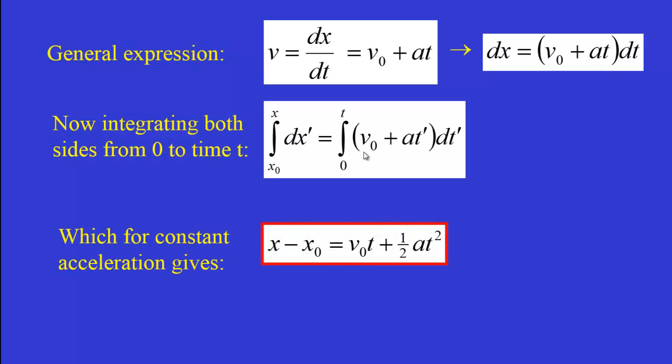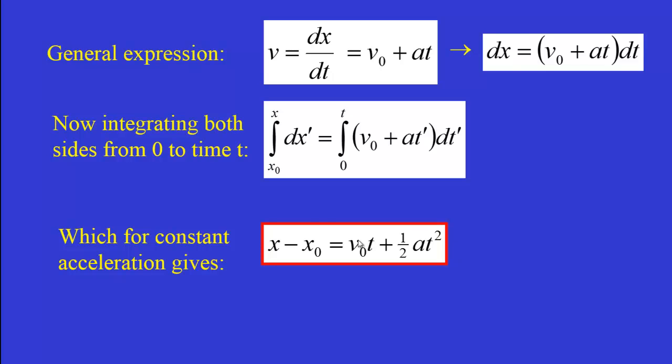And on the right-hand side, if the acceleration is constant, what's nice is that v0 is a constant, right? So that comes outside the integral. And so we just get v0 times t for that part of the integral. If a is a constant, then I'm not showing all the steps, but the integral of a t prime dt prime gives us 1/2 a t squared. And you'll remember from your calculus studies how to do that.